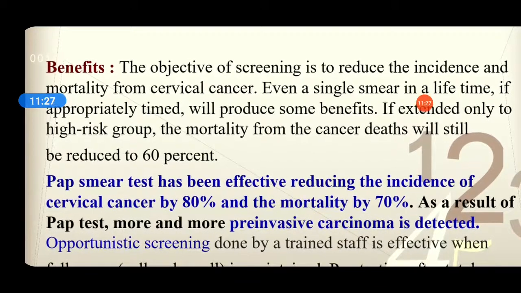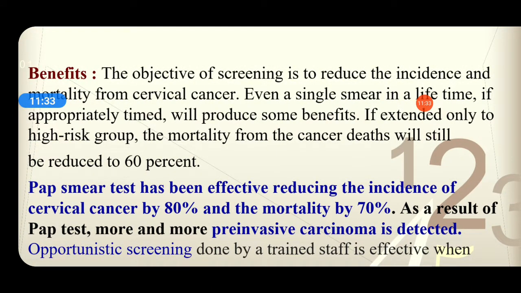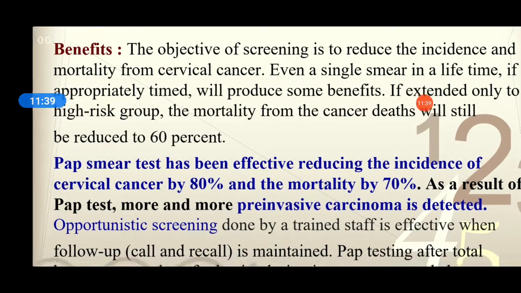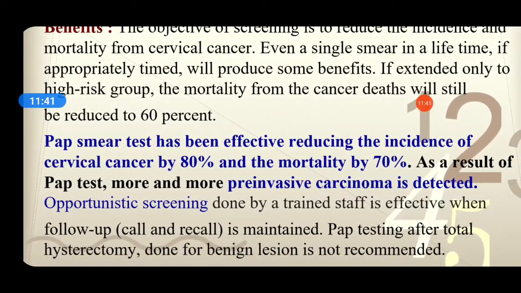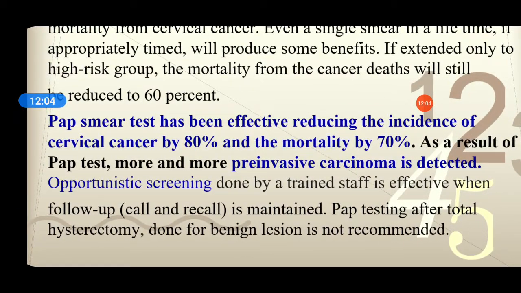Even a single smear in a lifetime, if properly timed, will produce some benefit. If extended only to the high risk group, the mortality from cancer death will still be reduced by 60%. The Pap smear test has been effective in reducing the incidence of cervical cancer by 80% and the mortality by 70%. As a result of the Pap test, more and more pre-invasive carcinoma is detected. So you can not only identify cervical cancer, but also pre-invasive carcinoma, that is the starting stage or first stage of cancer itself.